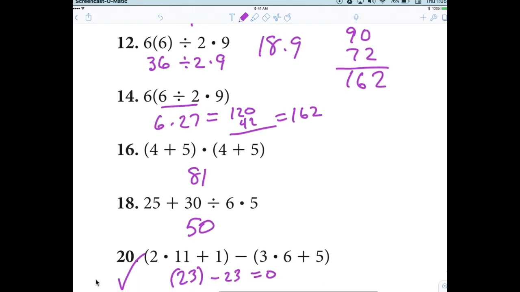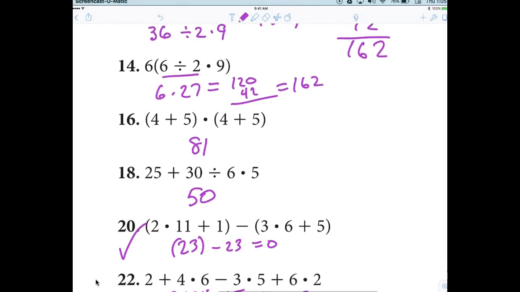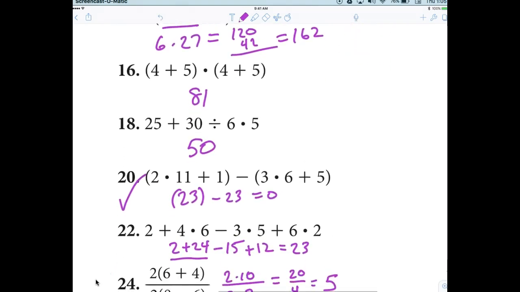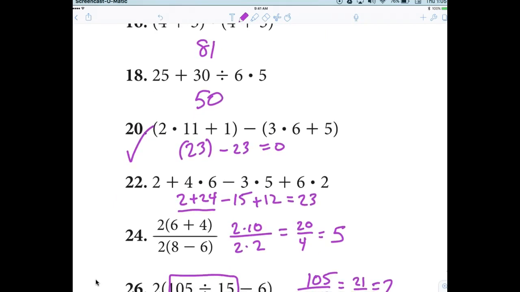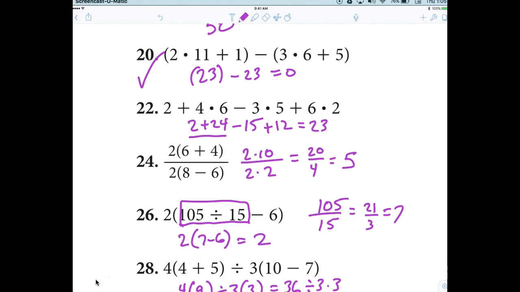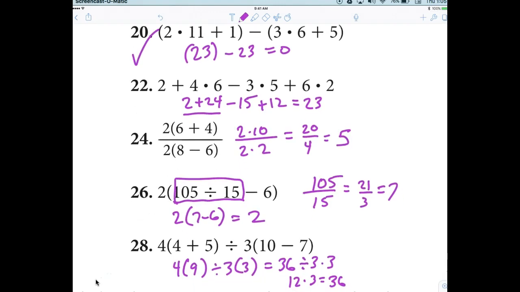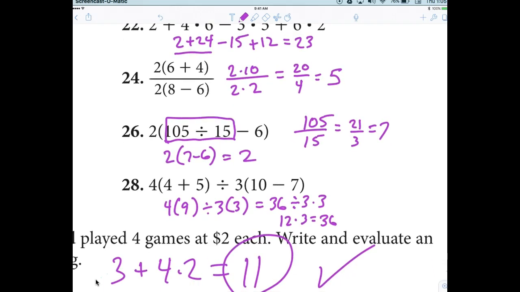Number 14 was 162 also, I believe. 16 was 81. 18 was 50. 20 was 0. 22 is 23. 24 was 5. 26 was 7.